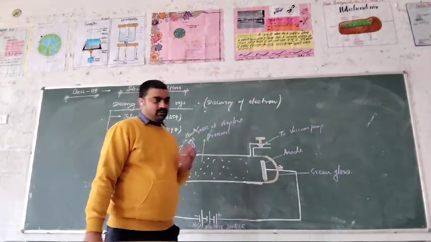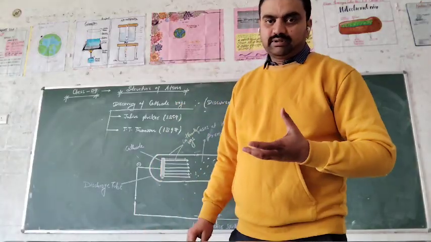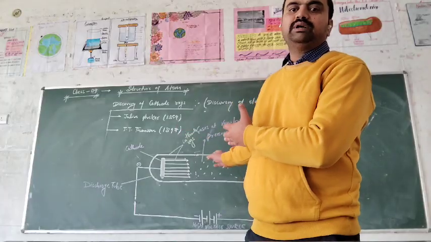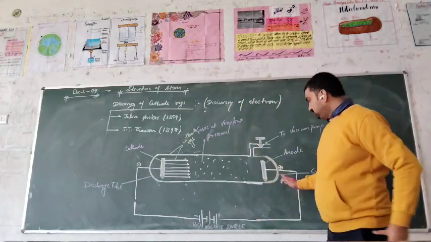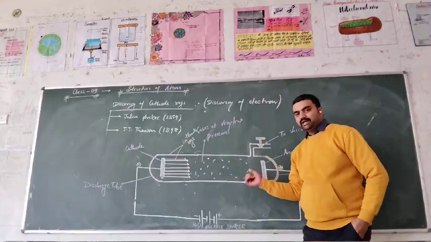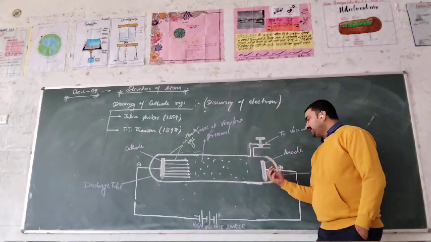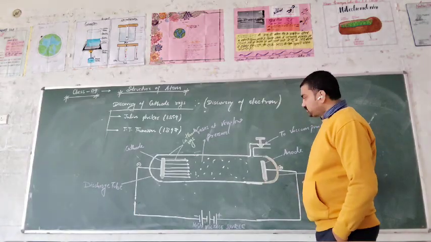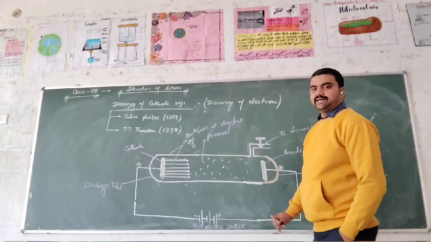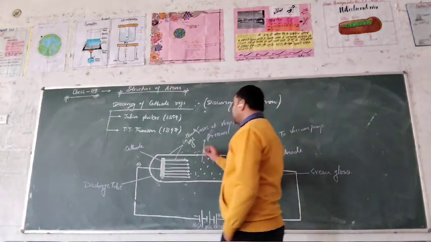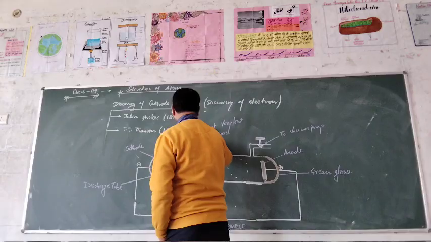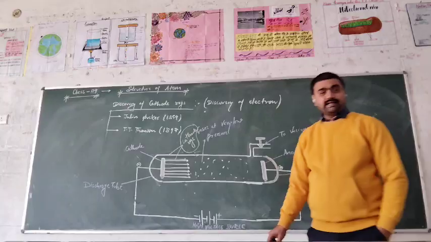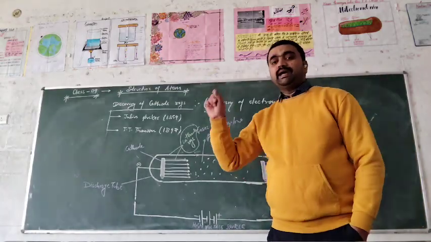So he thought about why this green glow is formed. What is the reason for the formation of the green glow behind the wall of the anode? He thought that a kind of rays coming from the cathode strike behind the anode, and that is the reason the green glow is formed. Since the rays come from the cathode side, the name given is cathode rays. So in this way, Julius Plucker explained the existence of the cathode rays by the discharge tube experiment.